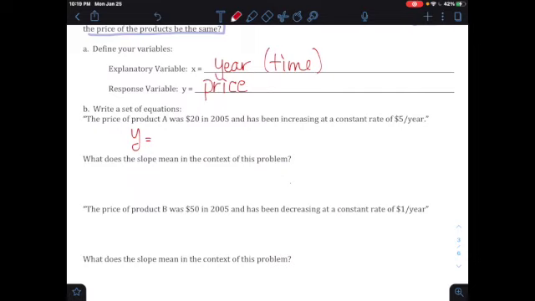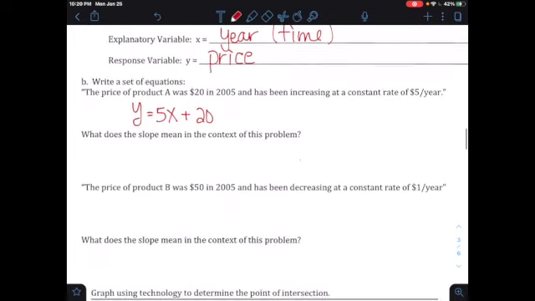So that's your B, so that's 20. And then plus your slope. Slope is increasing, so therefore it's going to be positive. So that's going to be positive per year. So that's going to be 5x. X is how much time? Year. Okay, so that's the first equation.